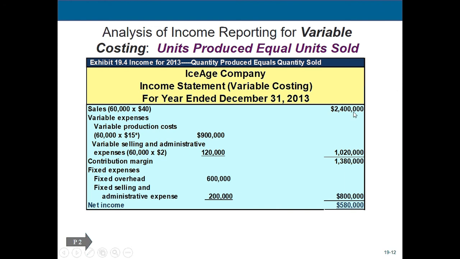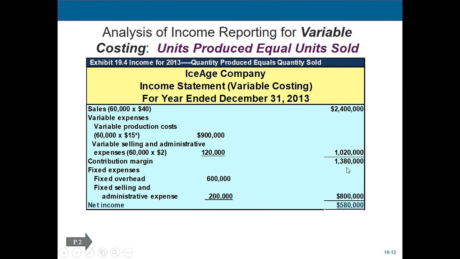Again, we sold 60,000 units, $2.4 million. And we had 60,000 units, now at $15 a unit, not 25, so $900,000. We bring in our variable selling and administrative expenses of $2 apiece for $120,000. And notice now that we call this a contribution margin. We understand at this point that when you take sales minus variable expenses, you get contribution margin. That's the proper terminology. Sales minus cost of goods sold is gross profit or gross margin. Sales minus variable cost is contribution margin.